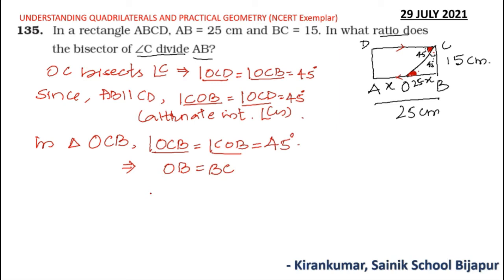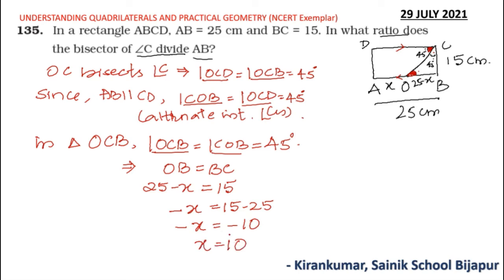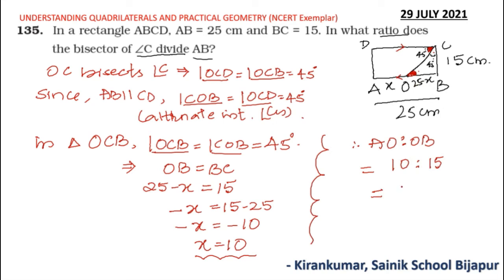The length of BC is 15. The length of OB is 25 minus x. So 25 minus x is equal to 15. So negative x is equal to 15 minus 25. So negative x is equal to negative 10. We get x as 10. Therefore, AO is to OB will be equal to 10 is to 15 because 25 minus 10 is 15. On further simplification, we get 2 is to 3 as the ratio.